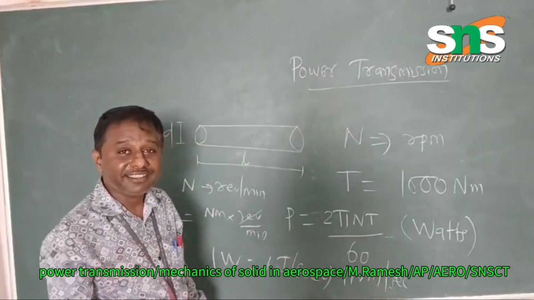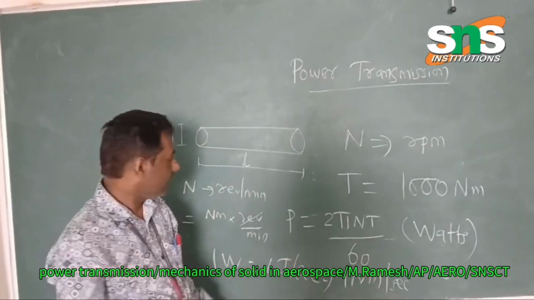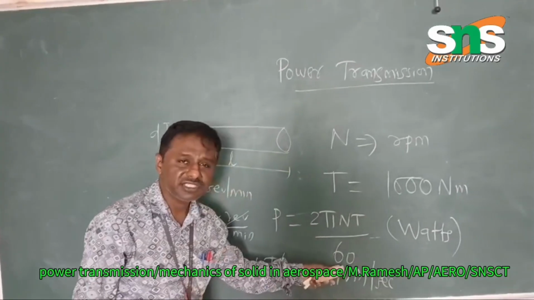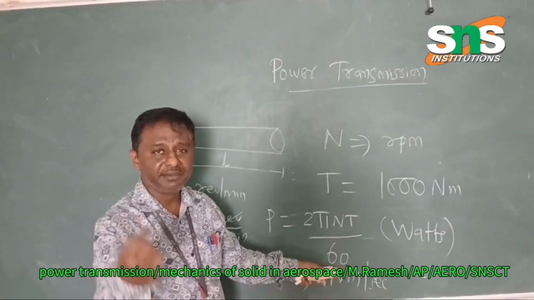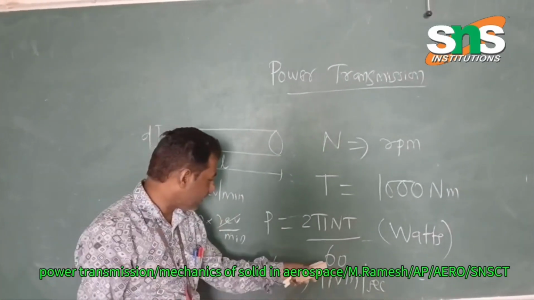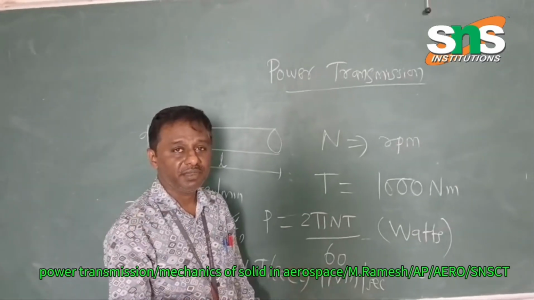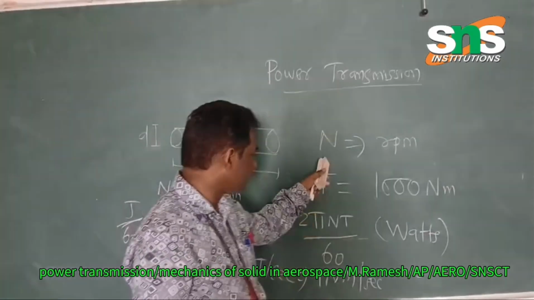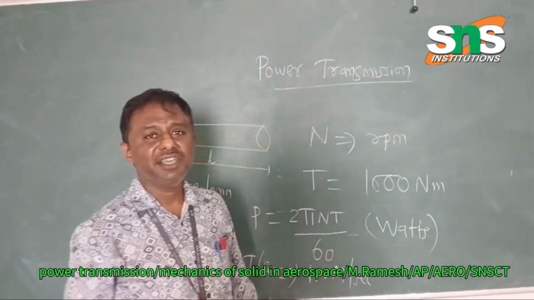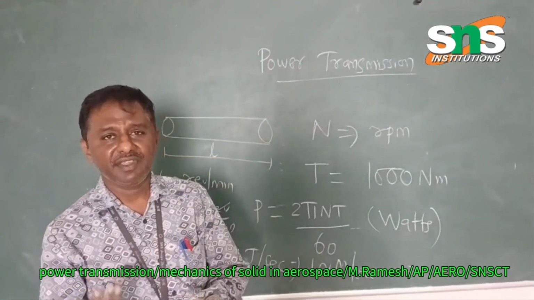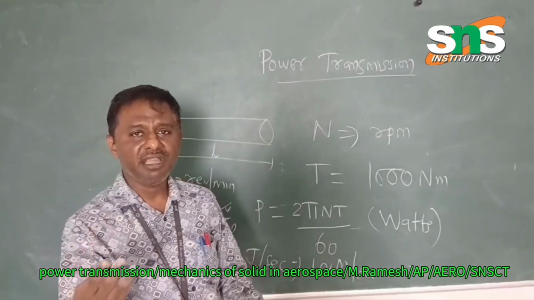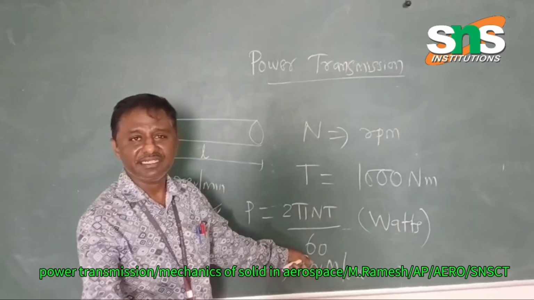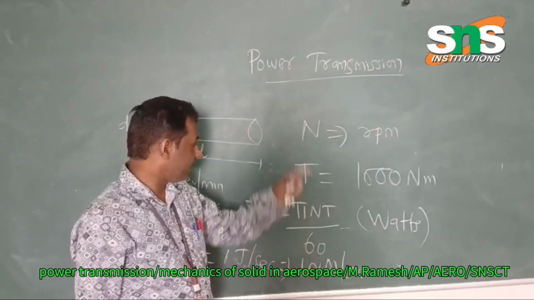That is the formula, but if the speed is given directly in revolutions per second, you should not use this 60. That is the main purpose of indicating why the 60 is there. In a problem, if the shaft speed is given in revolutions per second, we should either convert it to RPM or skip this 60.